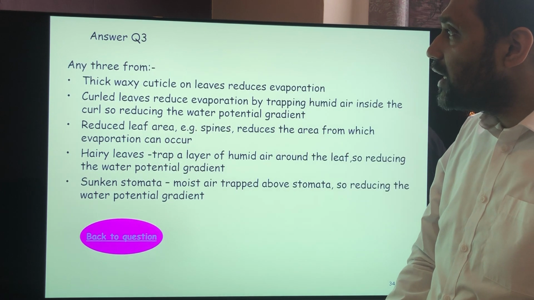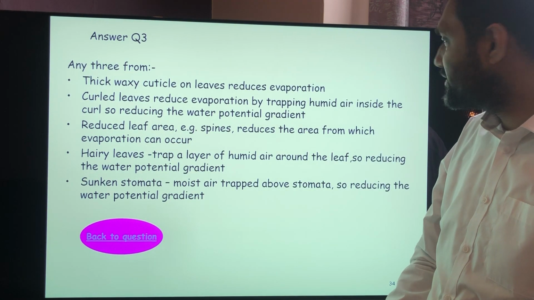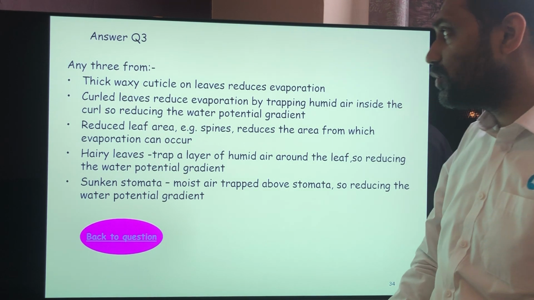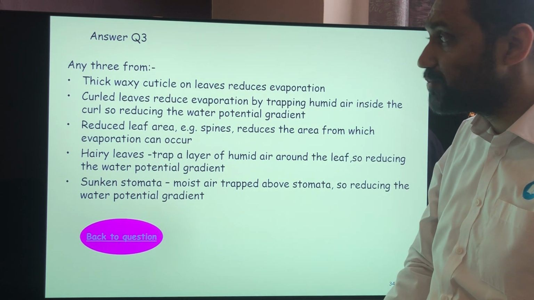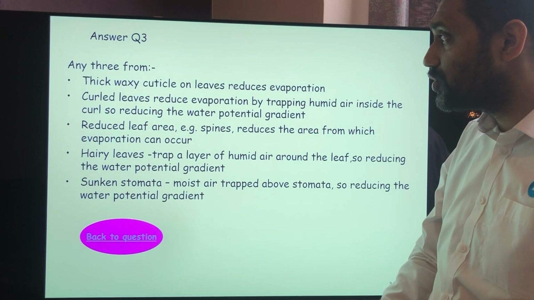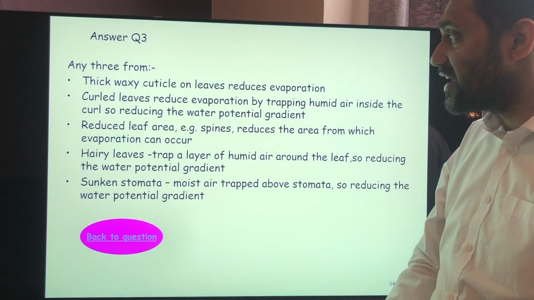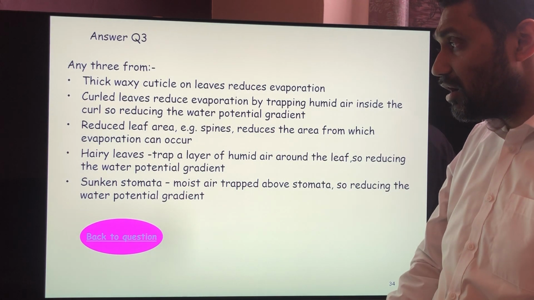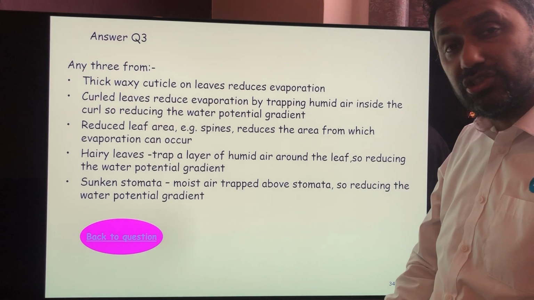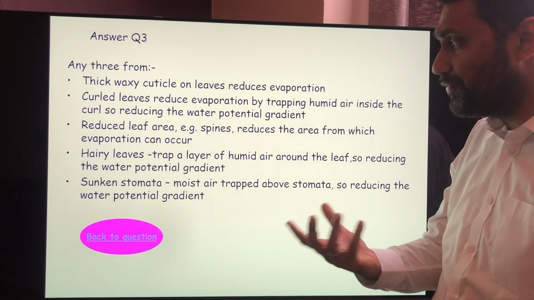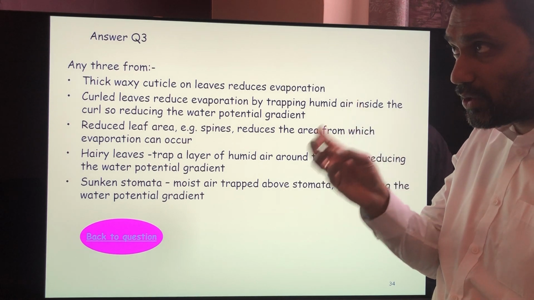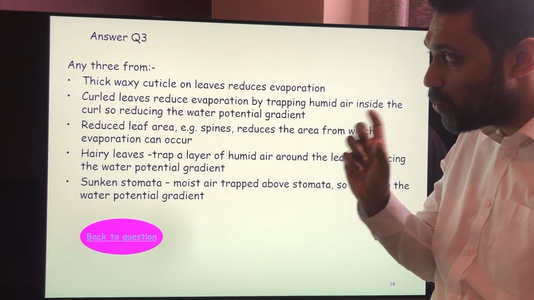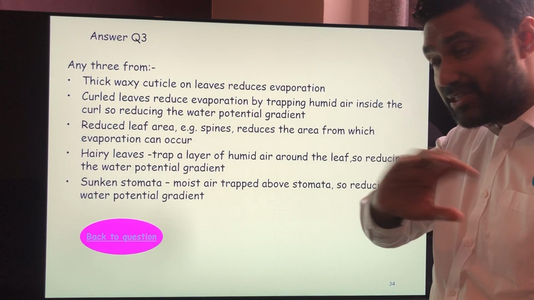Question 3, 3 things that you have to say, I think, for the adaptations of xerophytes. You've got a thick waxy cuticle, which reduces evaporation because it's much thicker, a longer diffusion pathway. Curled leaves, which trap water and moisture inside the curled leaf. Reducing surface area by having spines instead of leaves. Hairy leaves, remember, trap a thin layer of moisture on the surface of the leaf. And sunken stomata as well. You've got these pits and grooves where the moisture gets trapped inside that pit. That increases or maintains the high water potential, so it lowers the water potential gradient. That's where most of the marks are. It's all to do with that water potential gradient.